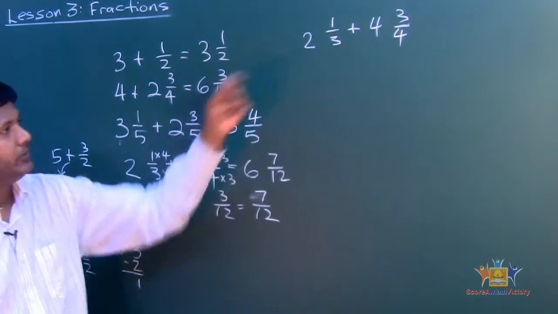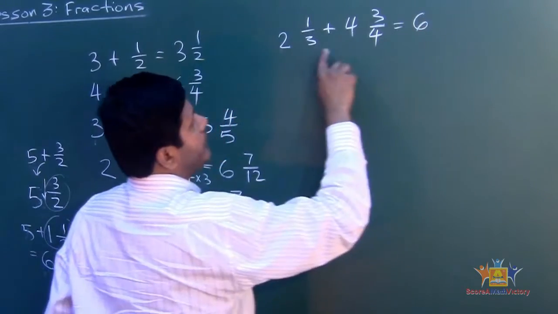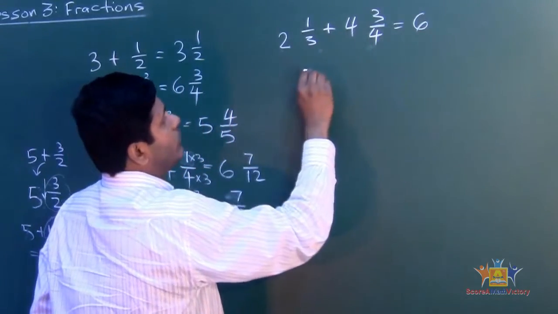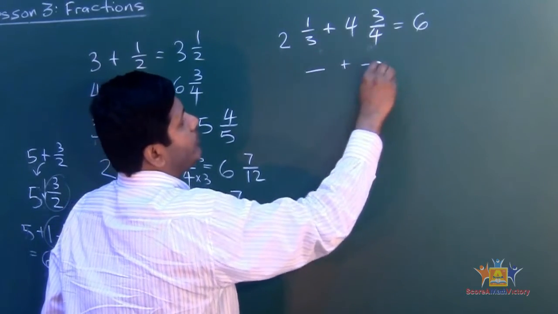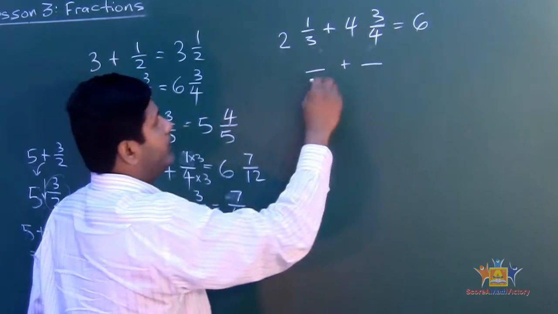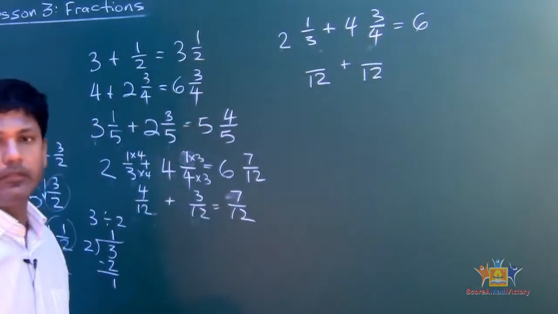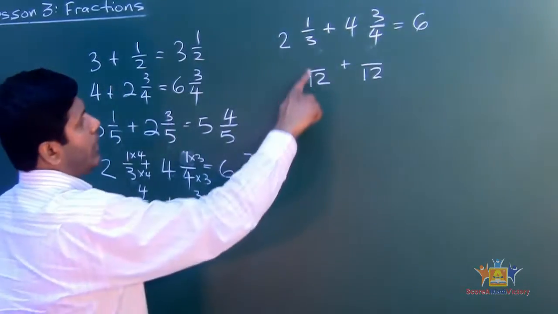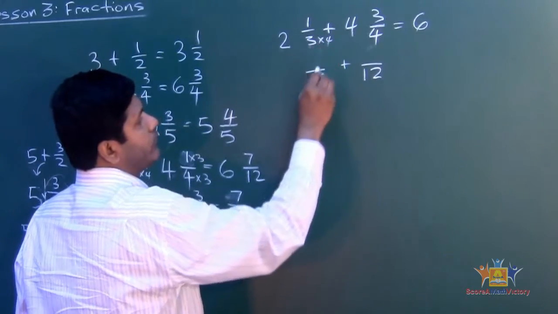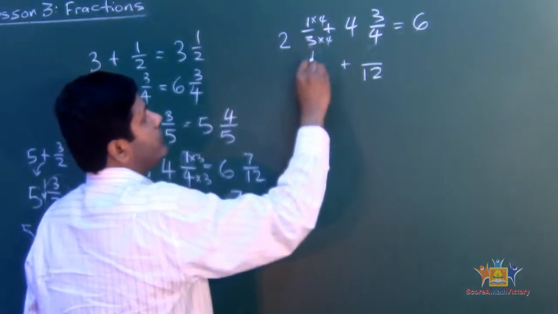Okay, now let's do that one. 2 plus 4 is 6. Now we got fractions to add. Are they common denominator? No. So we have to find the common denominator. What would be the common denominator for 3 and 4? 3 times 4 is 12. Okay, so 12 would be the lowest common denominator for 3 and 4. So how do I get from 3 to 12? By multiplying it by 4. 3 times 4 is 12. That means I have to multiply the numerator also by 4. 1 times 4 is 4.